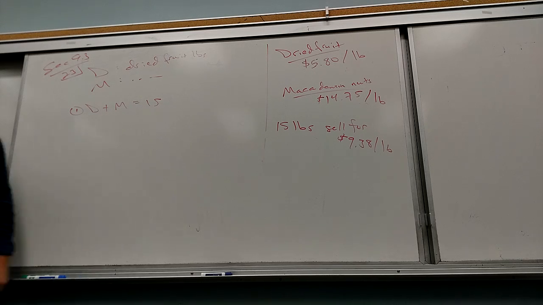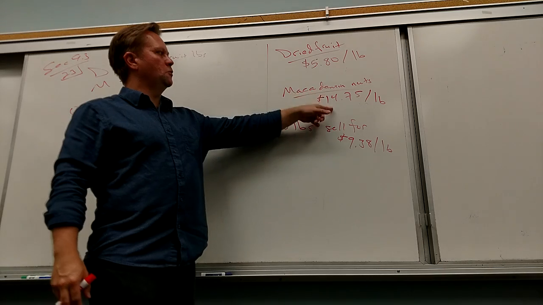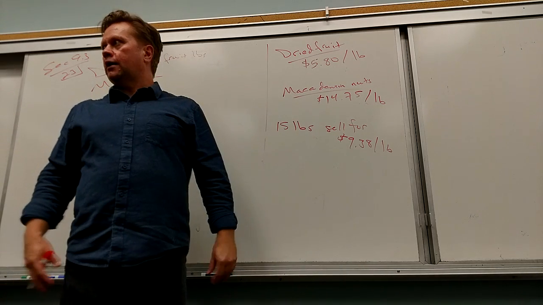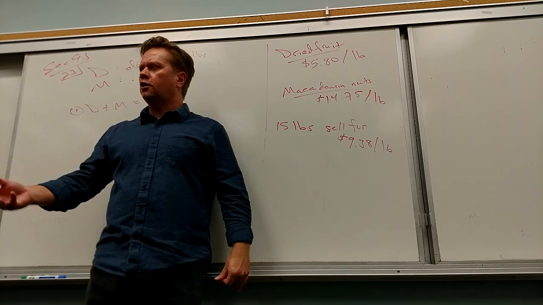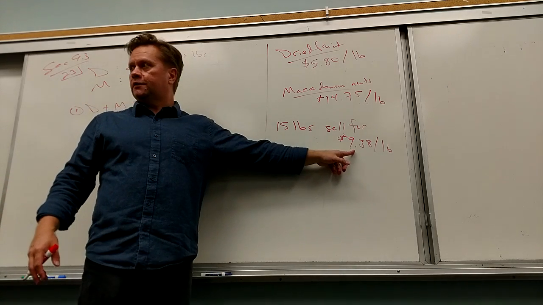This is a neat question to ask. Before I do any math, can you tell which one there's going to be more of? The dried fruit. Why? Because it costs less. Well, I mean, you have to know. It's closer to the number than the other one. Yeah.